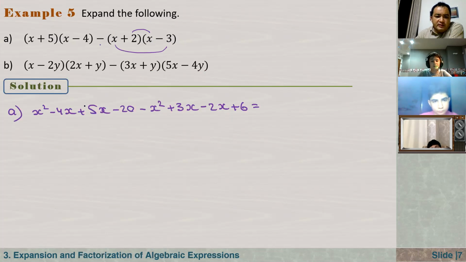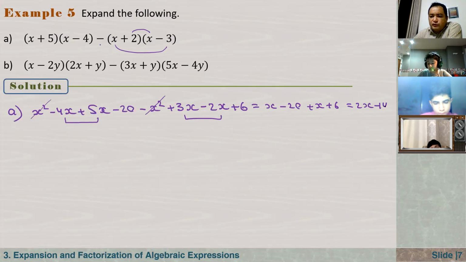So now we can simplify this. Okay, this x squared, they are gone. And minus 4x plus 5x is x, minus 20. Okay, this 3x minus 2x plus x plus 6. One more step, 2x plus x. It is 2x, negative 20 plus 6, that is negative 14. So that is the answer, right? Okay, B. How about B?